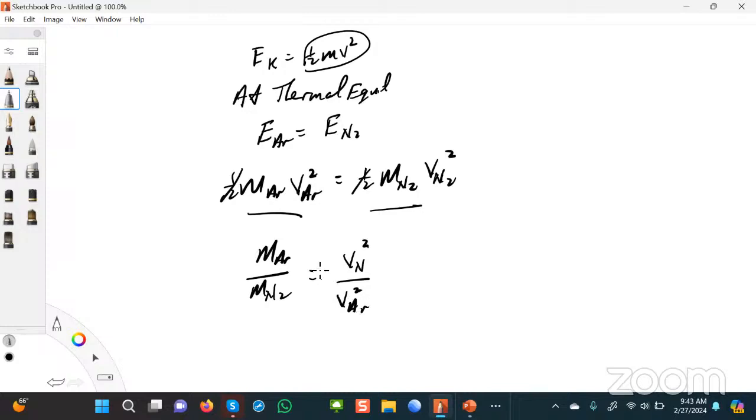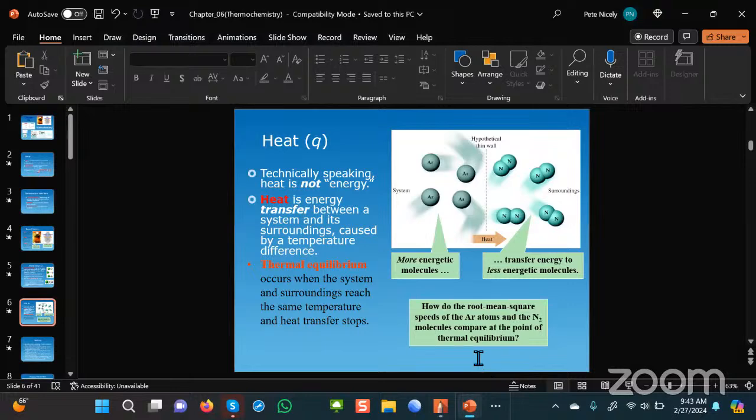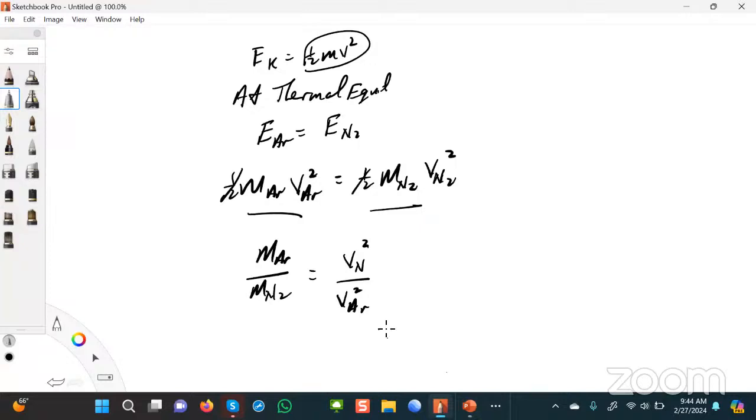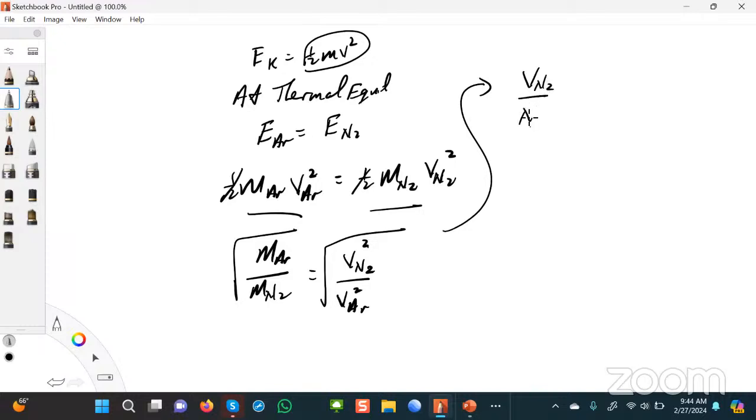And if we're asked about the root mean squared speed, to find the ratio of the root mean squared speed for both nitrogen and argon, we take the square root of both sides. You're going to get V_N2 over V_Ar equal to the square root of the molar mass of argon divided by the molar mass of nitrogen. And then to find the actual ratio, we put the numbers in.